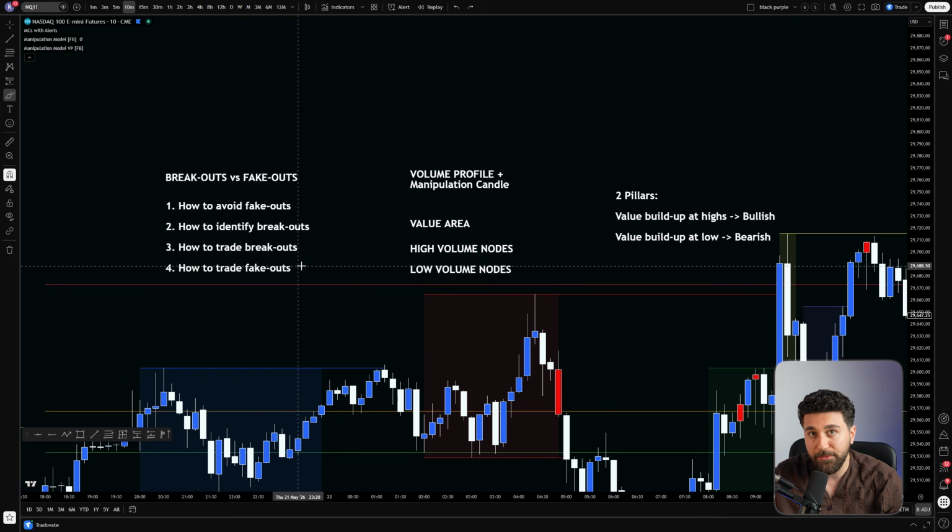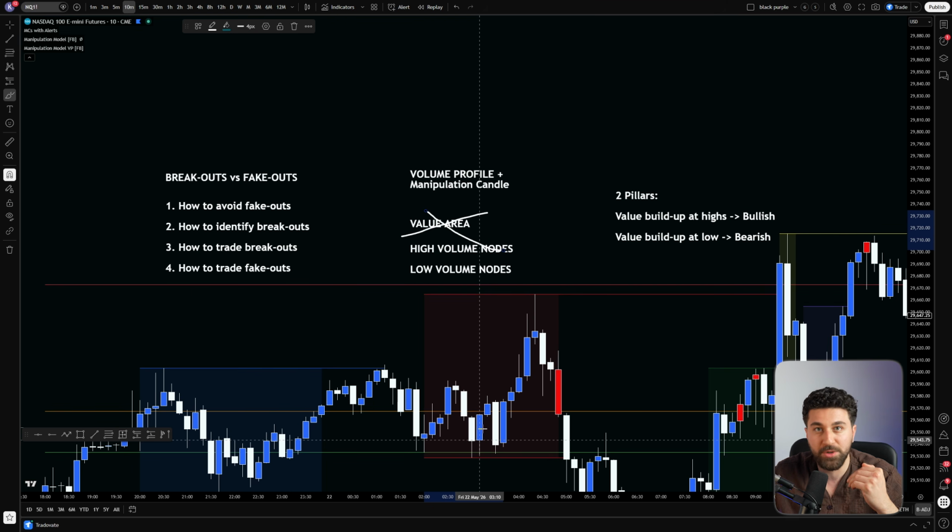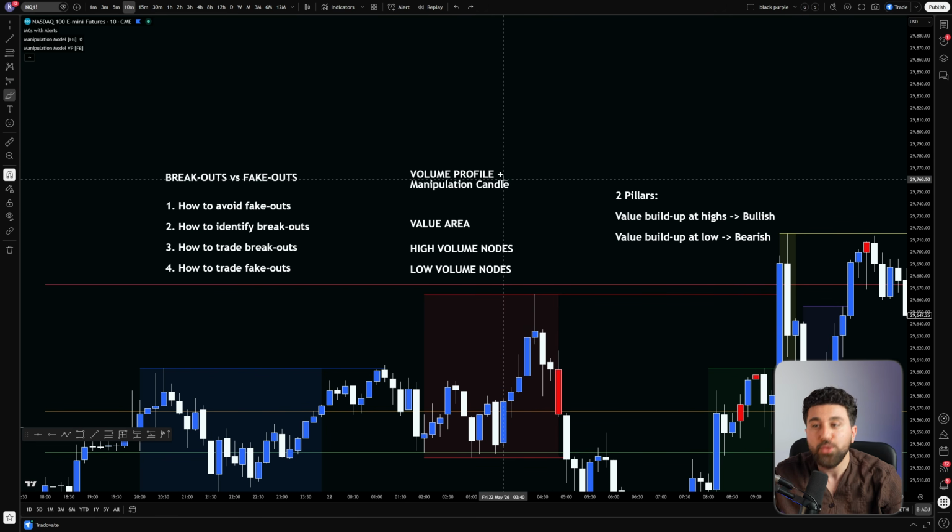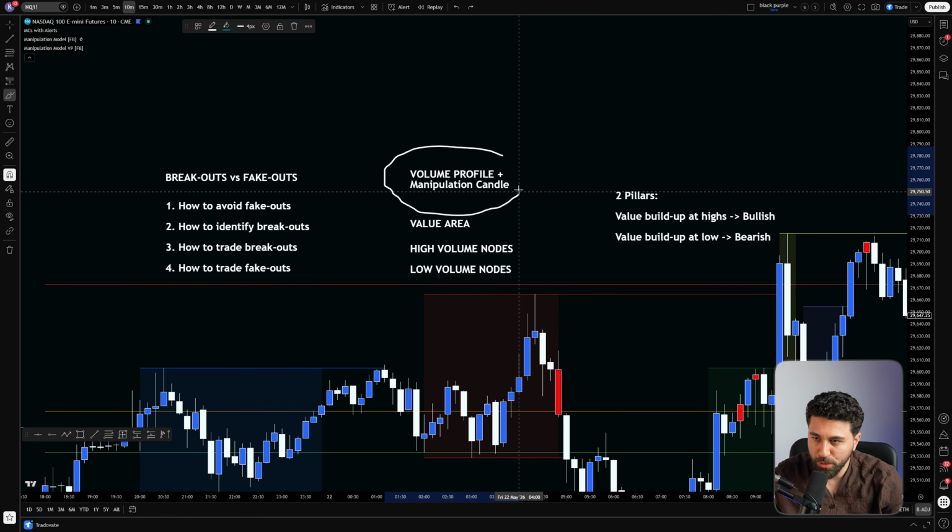And how do we trade the fake outs? If we don't see any value being formed, for example, at the lows, we will look for longs with a bullish manipulation candle. If we see no value being formed at highs, we will wait for a bearish manipulation candle to take the shorts. So if you combine the volume profile with the manipulation candle, you will be able to get extremely high probability setups.